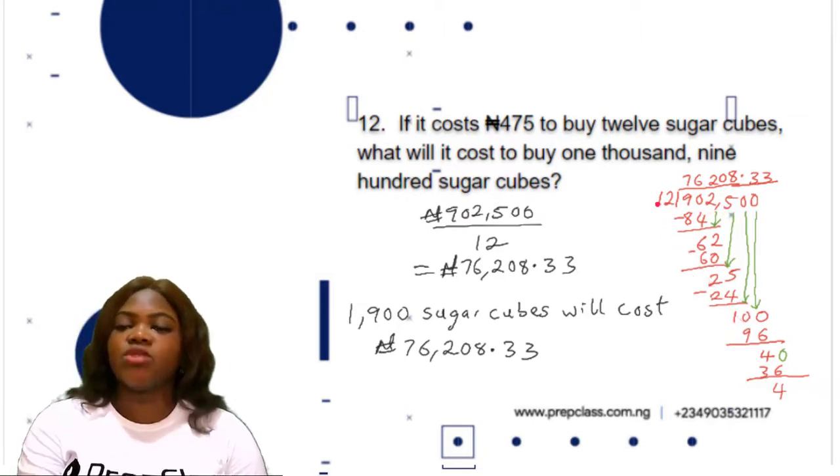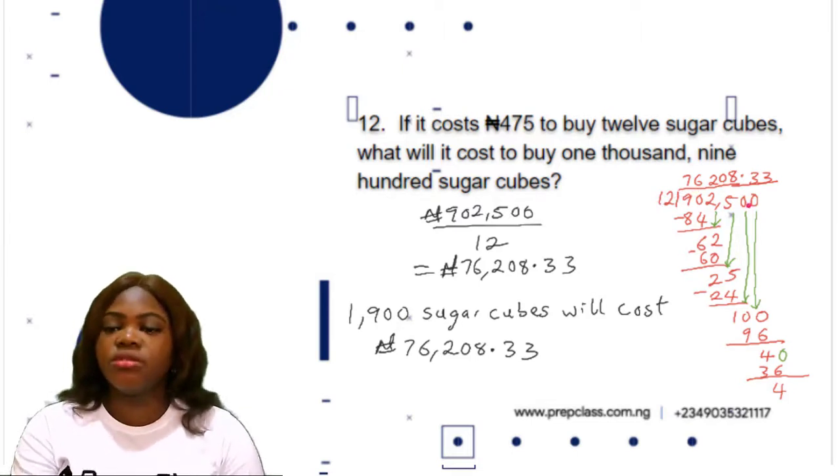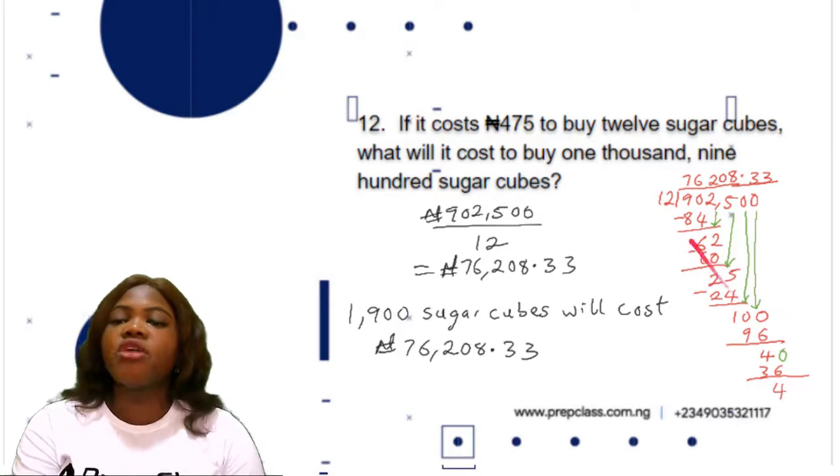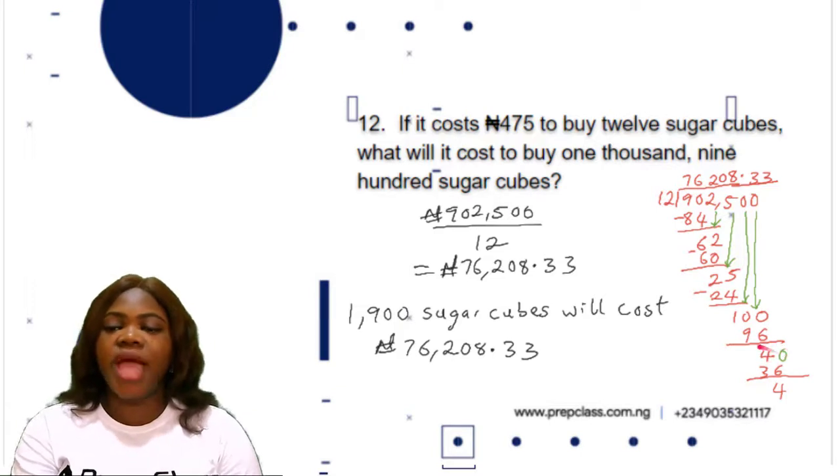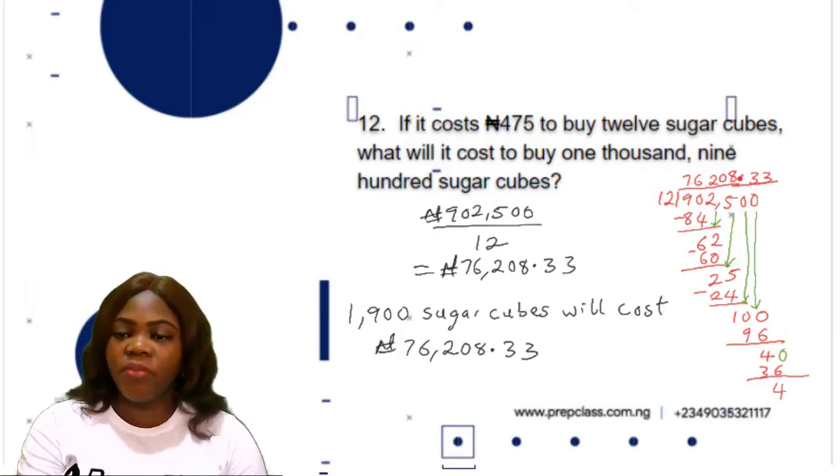So 10 divided by 12 is not possible, so we write 0. Then we drop down the next digit, which is 0. So now we have 100. 100 divided by 12 is 8. 8 times 12 is 96. 100 minus 96 is 4. 4 is not divisible by 12, so we put 0. So we add 0 and then we put a decimal point here.